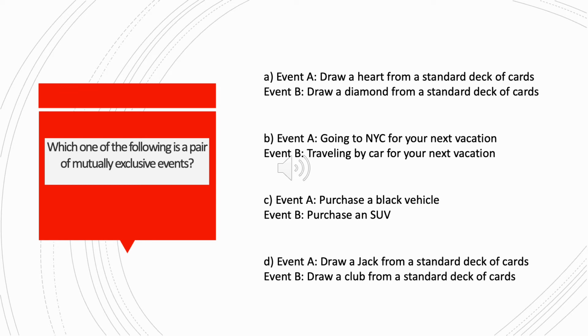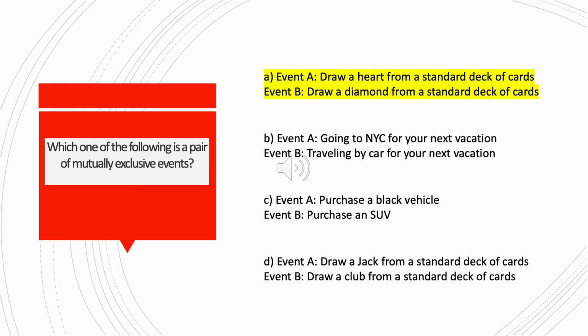Which one of the following is a pair of mutually exclusive events? Event A, draw a heart from a standard deck of cards. Event B, draw a diamond from a standard deck of cards. Or Event A, going to New York City for your next vacation. Event B, traveling by car for your next vacation. Or Event A, purchase a black vehicle. Event B, purchase an SUV. Or Event A, draw a jack from a standard deck of cards. Event B, draw a club from a standard deck of cards.